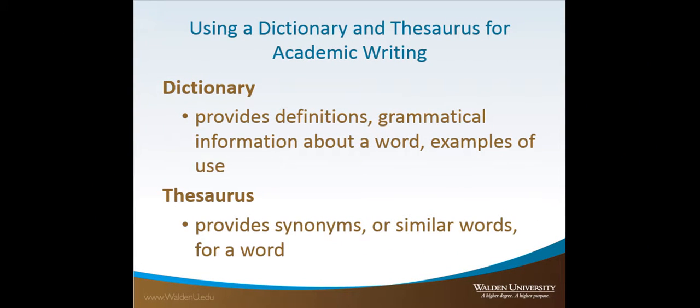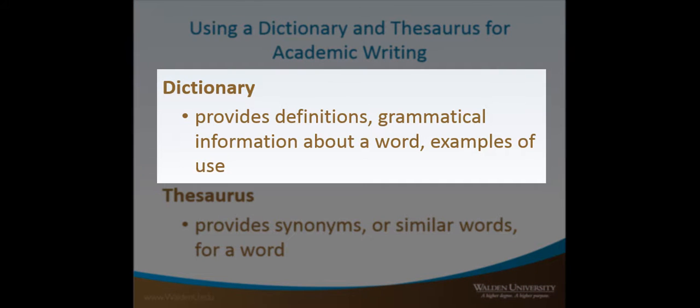This video includes some tips and reminders about how to use two common tools to improve your understanding and use of vocabulary in academic writing: a dictionary and thesaurus. By understanding how to use these tools effectively, a writer can become more independent in the writing and revision process.